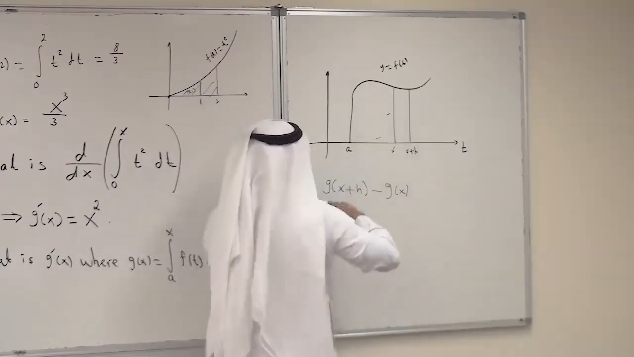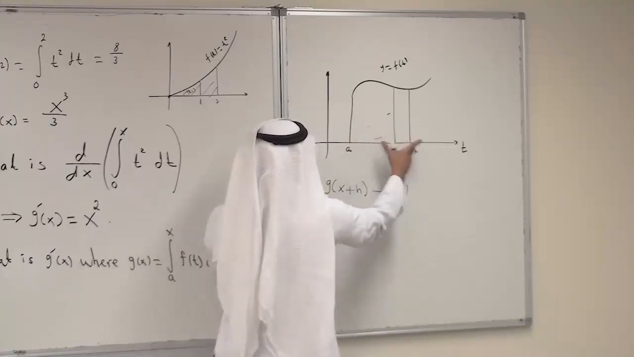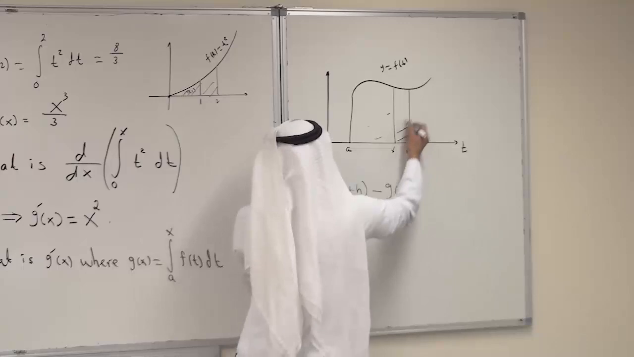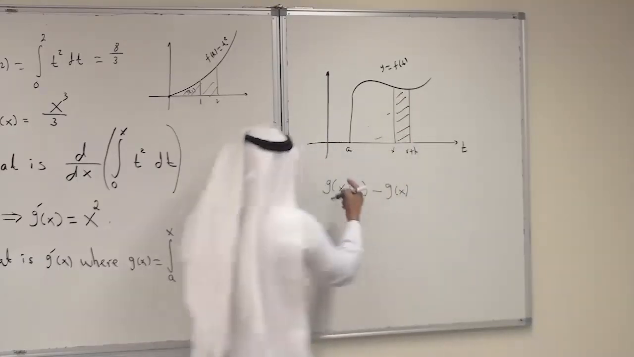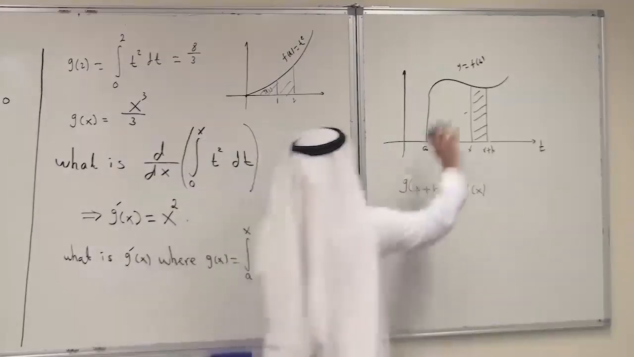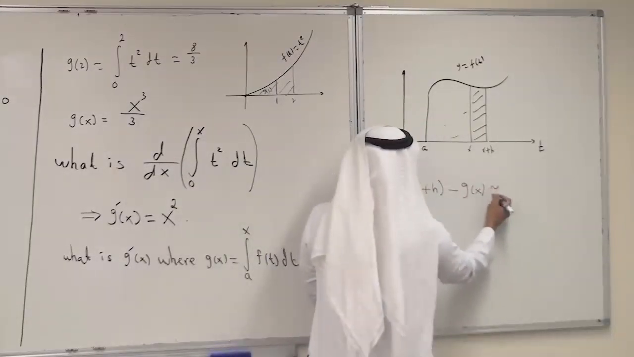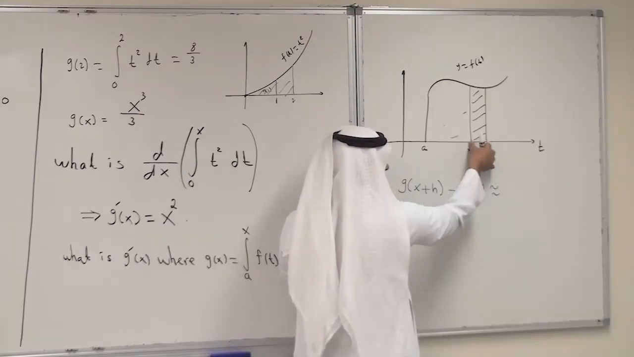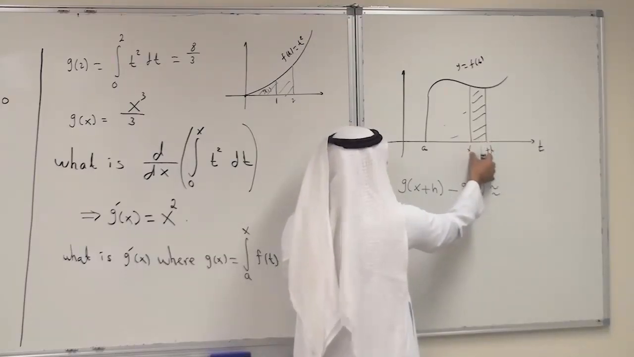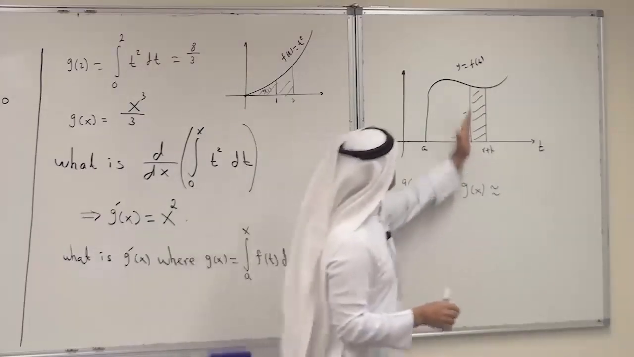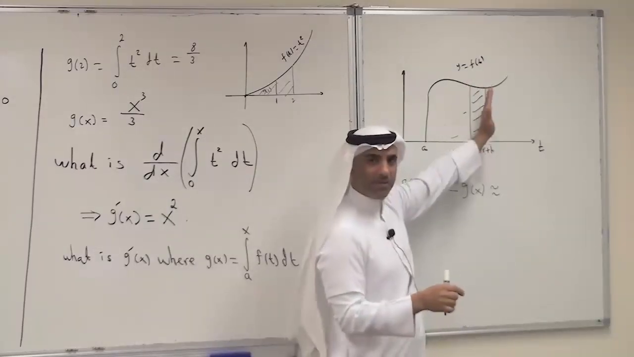Look here. From here to here, this is g of x. From here to here, this is g of x plus h. If we subtract, we will get this part of the graph. This is g of x plus h minus g of x. We will try to find the area here by approximating it. This width is h, of course, because the difference between the two points is h. But the height, I can take it to be the left point approximation, or I can take it to be the right point approximation.